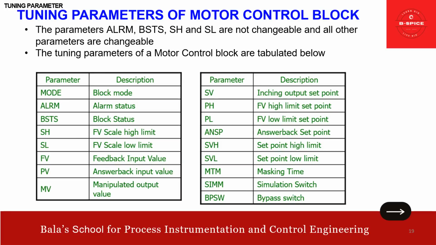Here I want to explain a bit. SH is the FV scale high limit, SL the FV scale low limit. Then we have PV, answer back input value; MV, manipulated output value; SV, inching output set point; PH, FV high limit set point; PL, FV low limit set point; then the answer back set point. All these you can see here. This is a typical MC block.